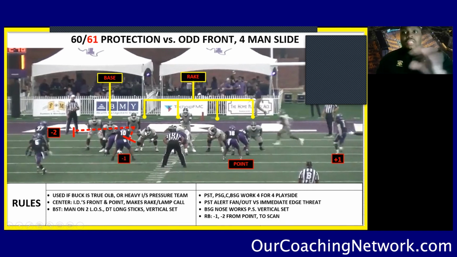Now, this could be the only odd protection. Honestly, we could just always slide it to the buck, even if this was not a true outside linebacker. But this is just our base odd 4-man slide protection. Center identifies that it's odd. The running back knows I have -1 to -2.